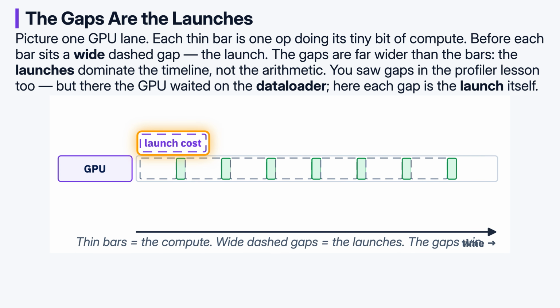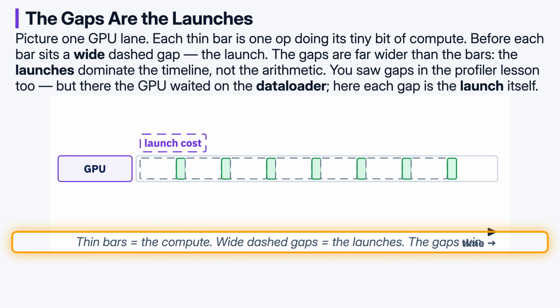This annotation marks the fixed per launch toll. So the launches dominate the timeline, not the arithmetic. You saw gaps in the profiler lesson too, but there the GPU waited on the data loader. Here, each gap is the launch itself.